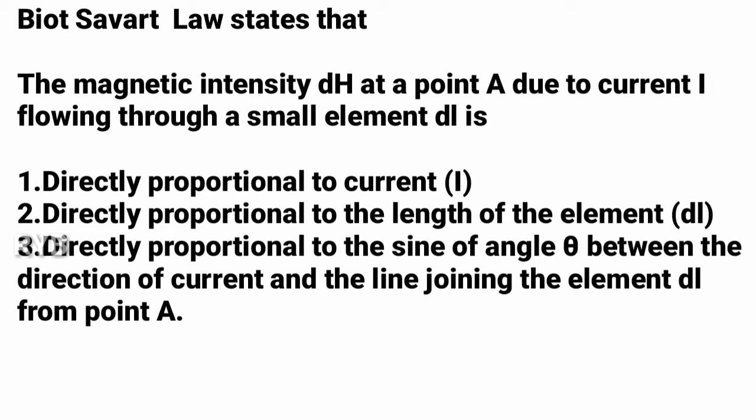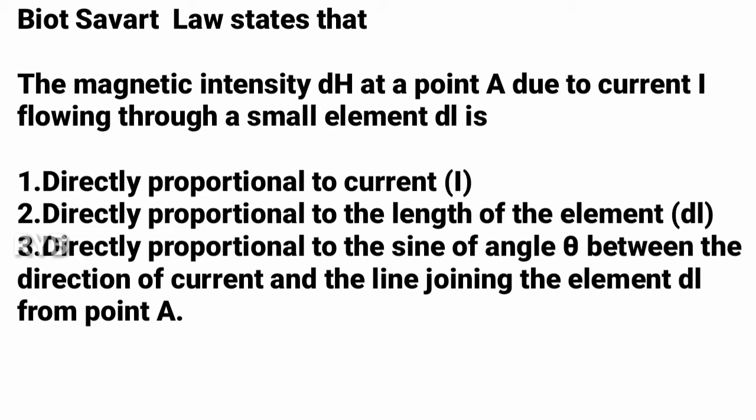The magnetic field intensity dH at a point A is, first, directly proportional to the current, and directly proportional to the length of the element dl. So dH is proportional to the current, and dH is also proportional to the length of the element.